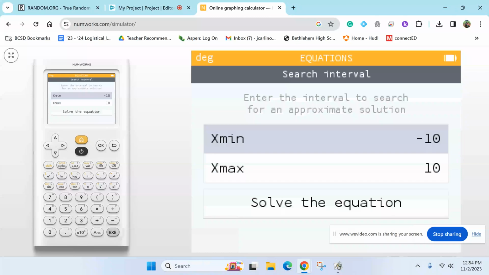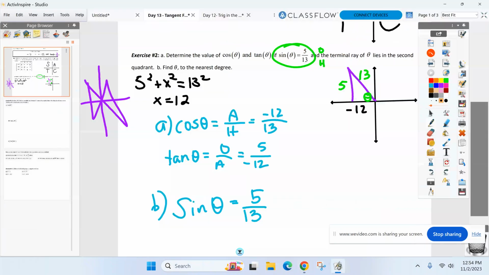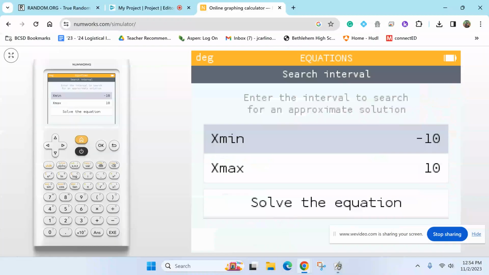Now what I want to know is what do I have to put in there? Again, what quadrant am I in? What do you know about all the angles in the second quadrant? They go from what to what? Remember, that's 0, that's 270. 90 to 180. You see what I mean? That's what I'm asking for. I need to tell the calculator that you need to go from 90 to 180. Okay? So everyone's got 90 to 180 there?